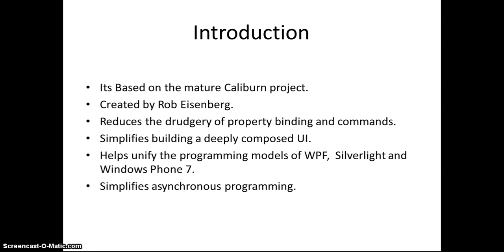Caliburn Micro is actually derived from a mature version of Caliburn. And what is Caliburn? Caliburn is a framework which has been inspired by a Microsoft framework called Prism. But Caliburn and Prism were both criticized for having a huge code base. It's very heavy. So the creator Rob Eisenberg came up with a compact version of Caliburn and named it Caliburn Micro.